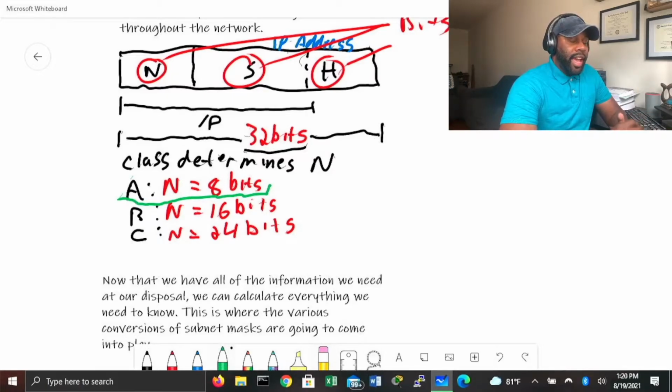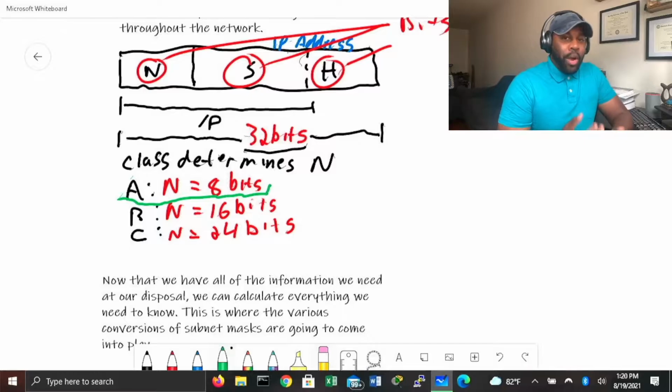Now we know that each class of IP address corresponds to a certain amount of network bits, right? For example, we know that class A means 8 bits for the network, right?